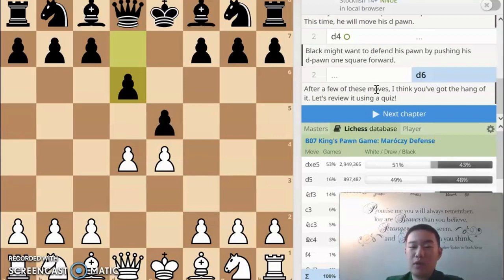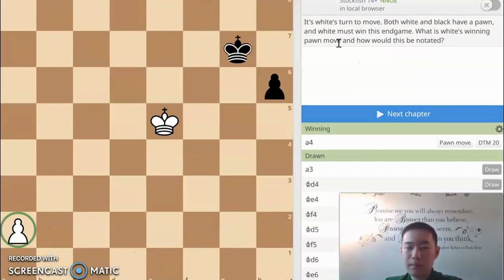So after a few of these moves, I think you've got the hang of these pawn moves, so let's review it using a quiz. So it's white's turn to move. Both white and black have a pawn, and white must win this endgame. What's white's winning move, and how will this be notated?